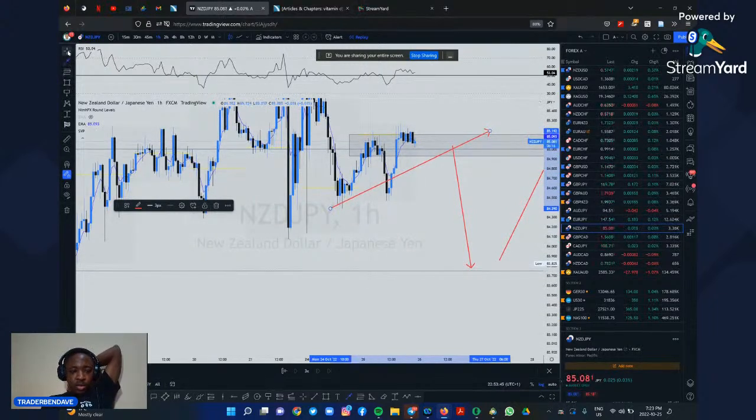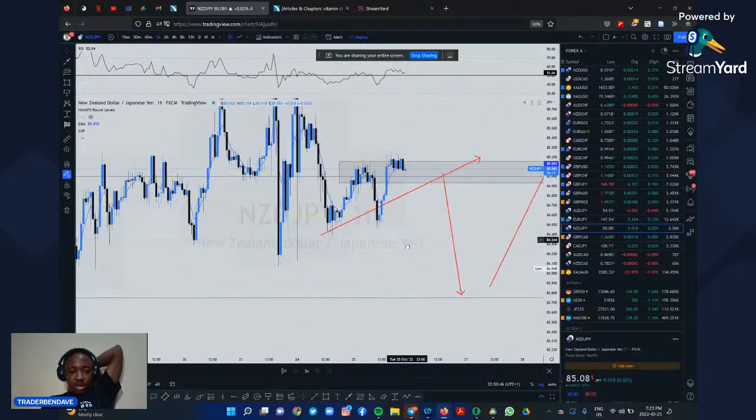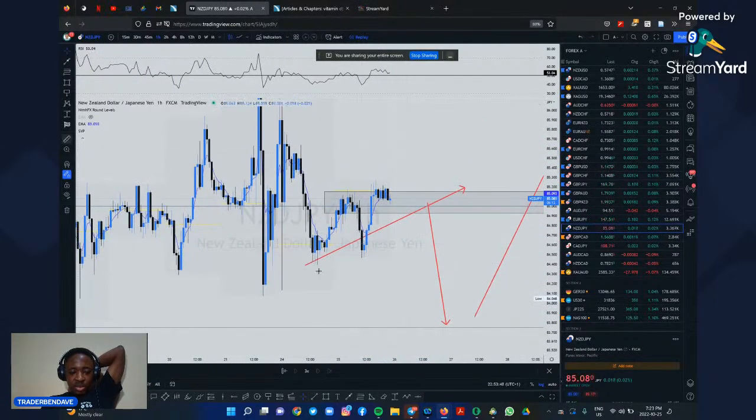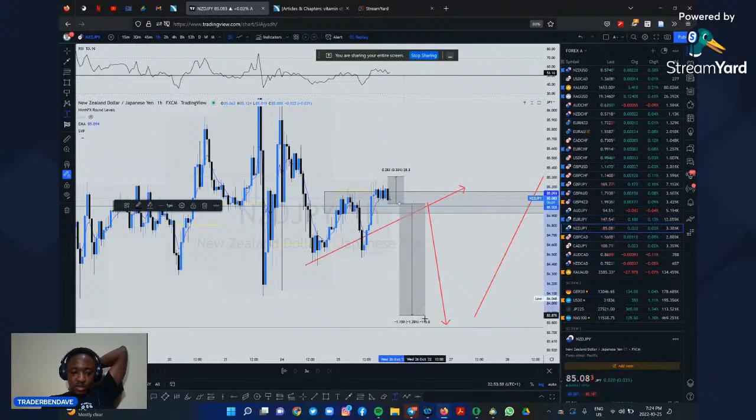I don't know. Maybe before the news, this might be something I might decide to sell, because if I'm selling this, this would be my stop loss. Stop loss is about 28 pips. If you are targeting all the way here, 28 pips to 427 pips is about a 1:6 risk to reward ratio. So not a bad trade.